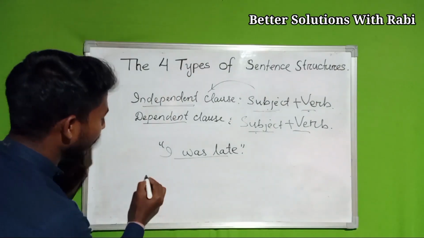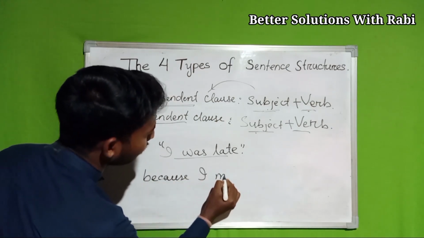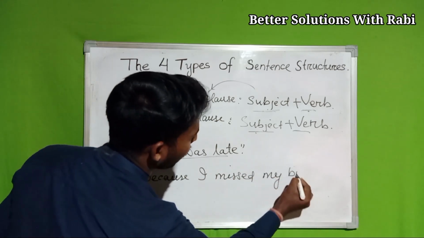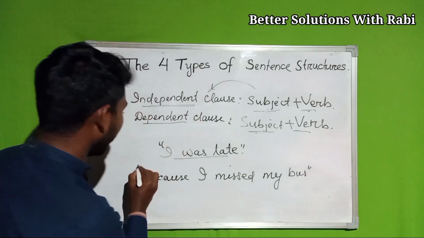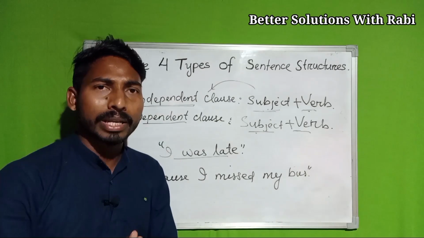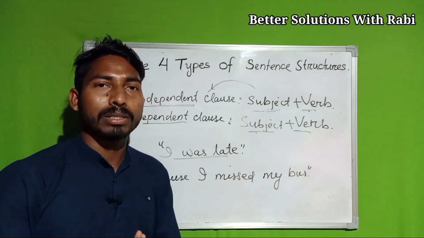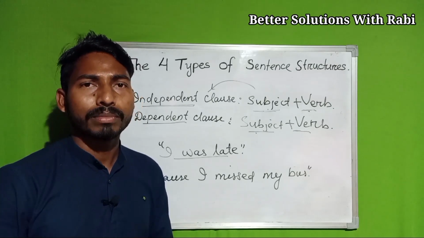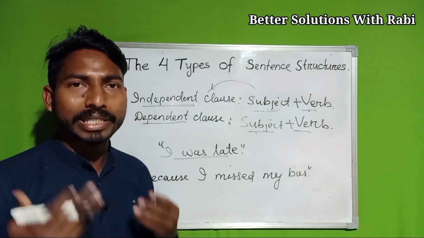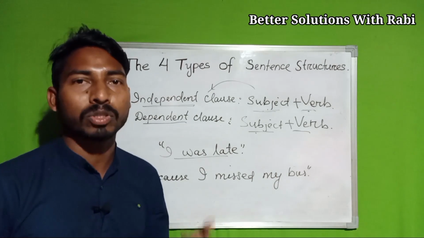Okay, now if I write because I missed my bus. Okay, because I missed my bus is the other sentence. Now does this sentence give any meaning? If someone tells you because I missed my bus, so you will say, then what? So what do you want to convey? Convey it fully or tell a complete sentence so that I can understand your feelings. What are you going to tell? Because I missed my bus, so what?